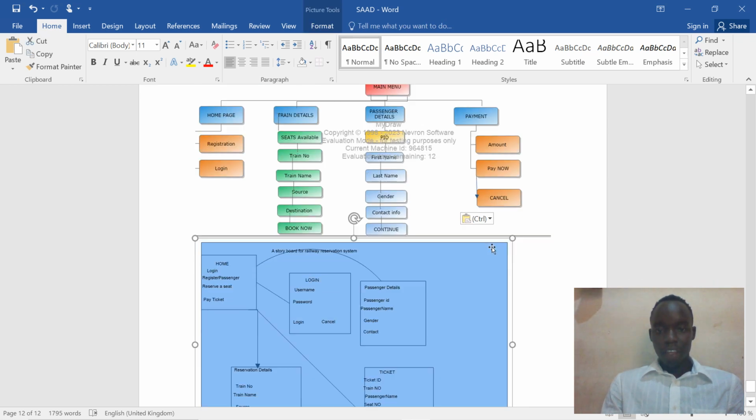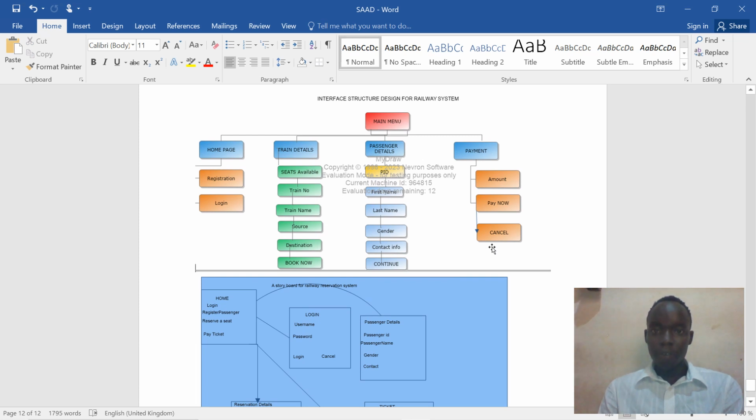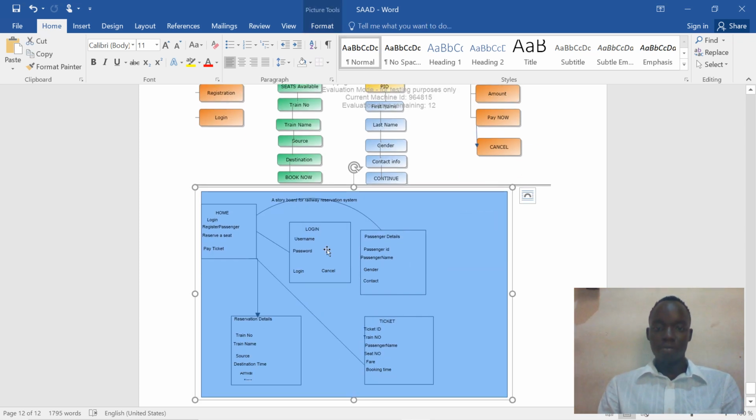Here I also have the interface structure diagram, showing how it will look. I have the main menu, home page, registration, and login. When he logs in, he checks the train details, availability, train number, and train name. The passenger can choose the seat of his preference. If he wants to book the ticket, he fills in the passenger details and continues to payment. And lastly, I have a storyboard here.